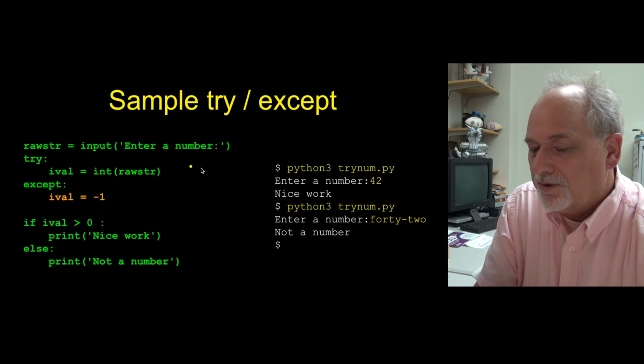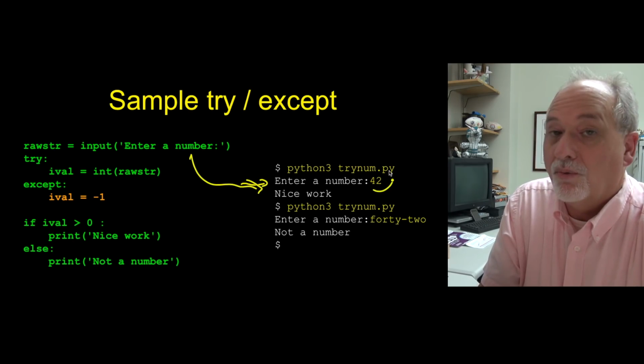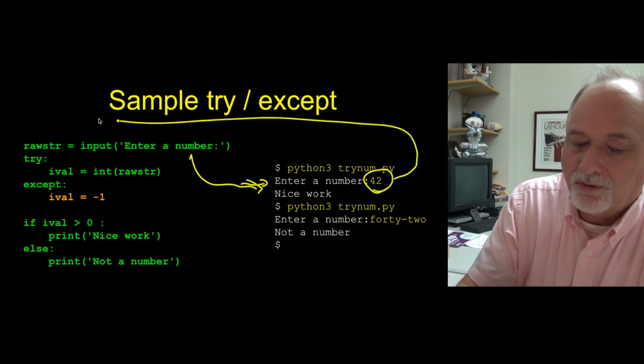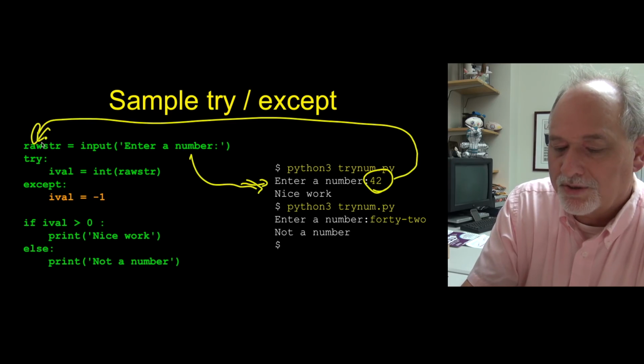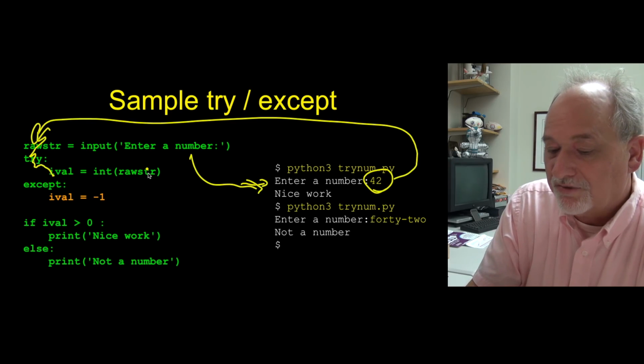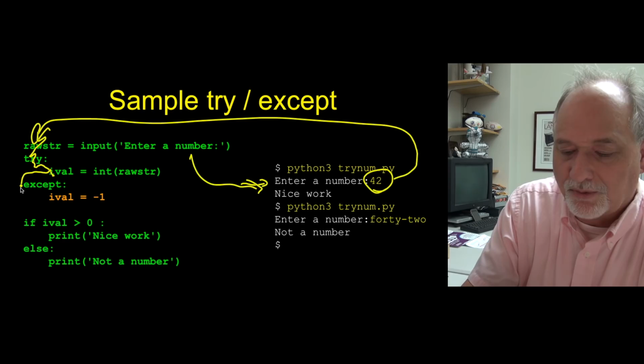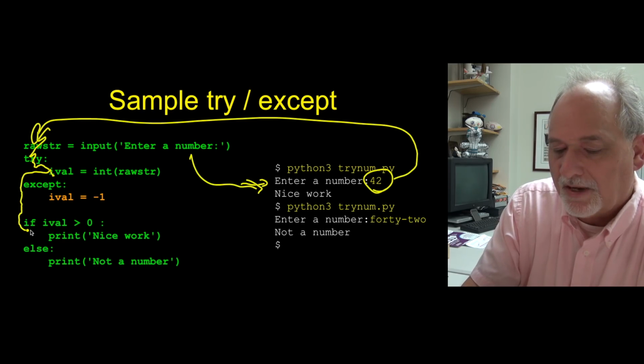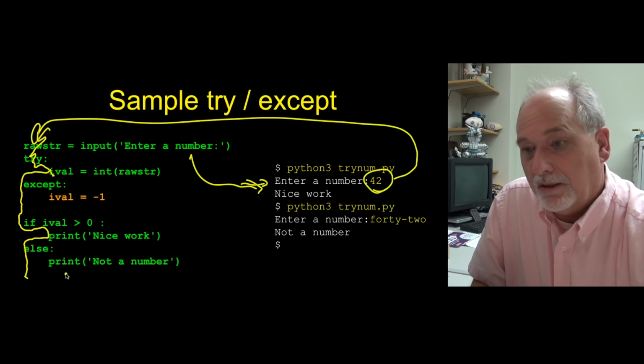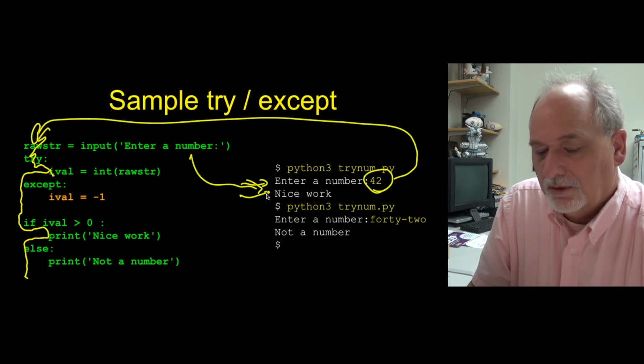So first time we run this program, out comes enter a number. We type in 42, which is a string. That 42 goes back into roster, runs in here. This runs, it's fine. That becomes a 42 number, so we skip the except block, and ival is greater than 0. We print out nice work, and we skip the else. Okay, so it says nice work.